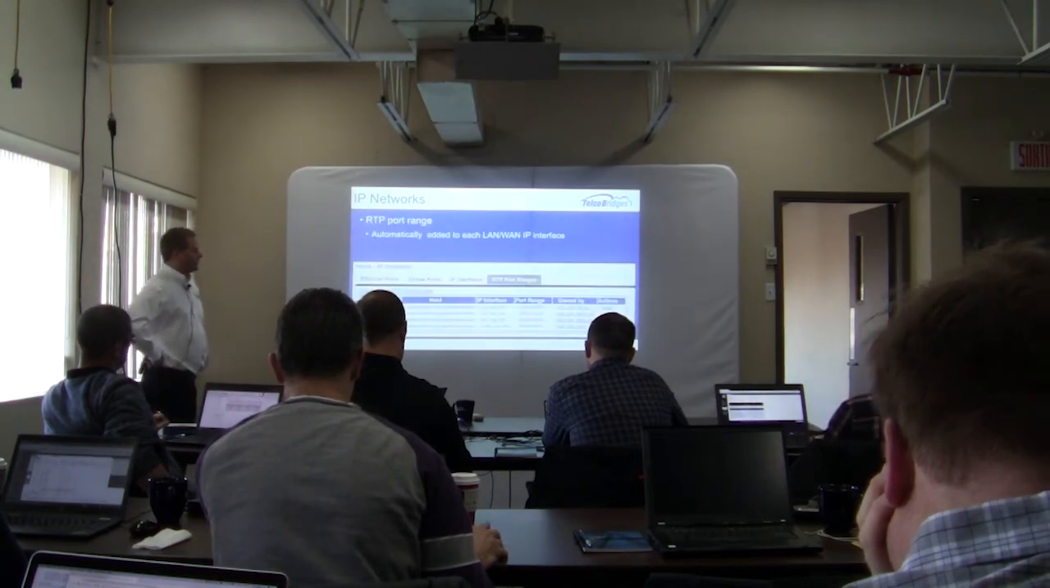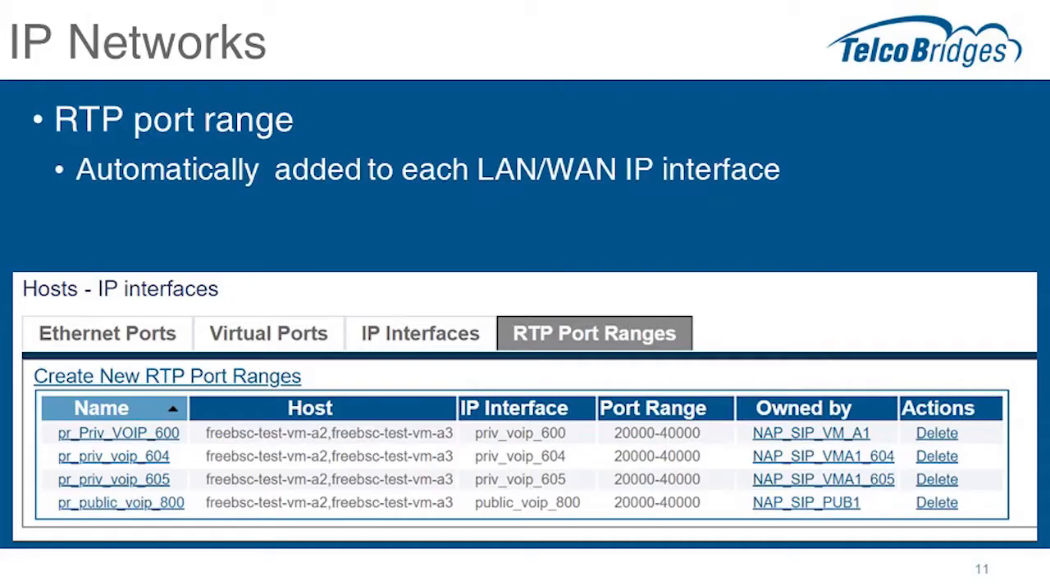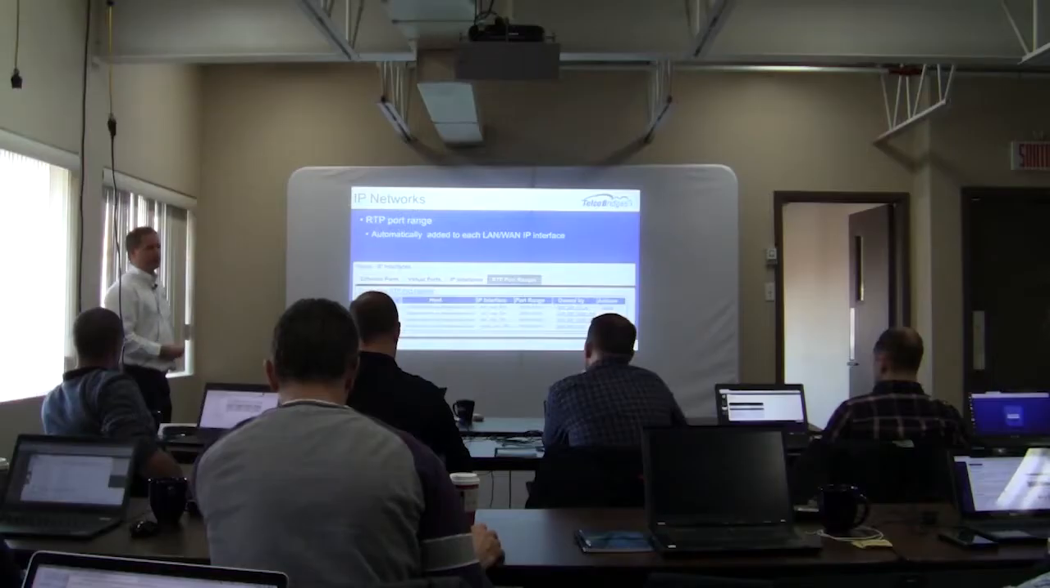Once you configure an IP interface, an RTP port range will be created automatically, which can be used when you configure your SIP networks. By default, this is the port range, but you can obviously change that to another port range, or even create a new port range on the same interfaces for different reasons. So a SIP call will use one of those ports when it makes a call.